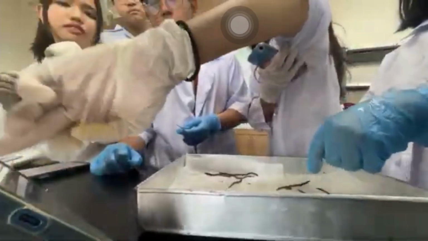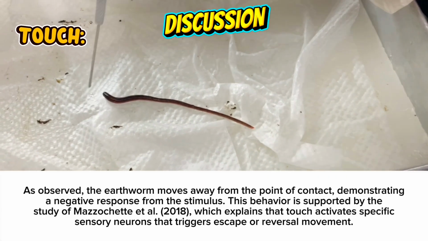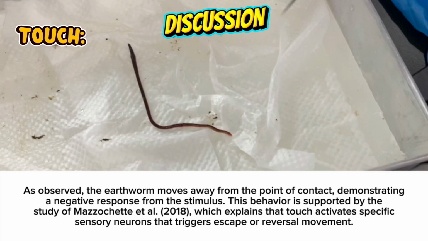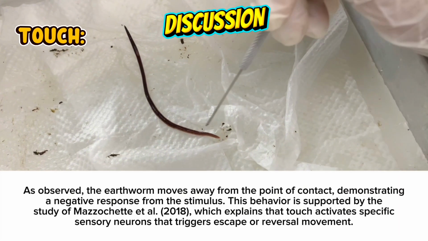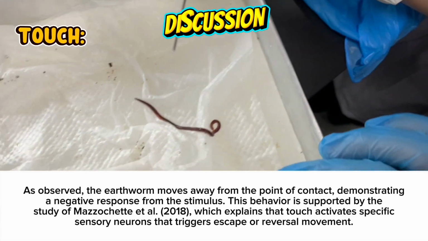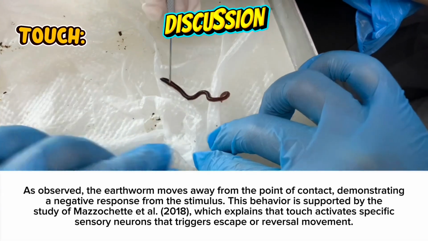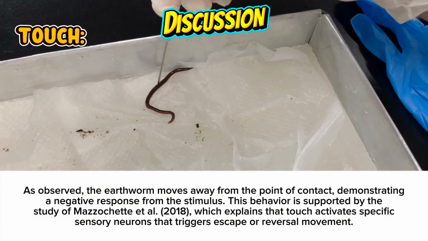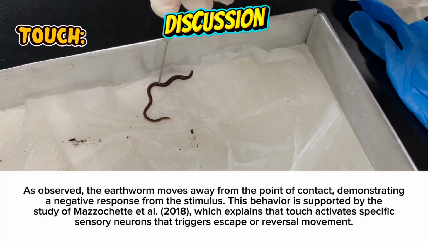Now for the discussion. As observed, the earthworm moves away from the point of contact, as if saying "no, please, no, please," demonstrating a negative response to the stimulus. This behavior is supported by the study of Matsukete et al., which explains that touch activates specific sensory neurons that trigger escape or reversal movement.